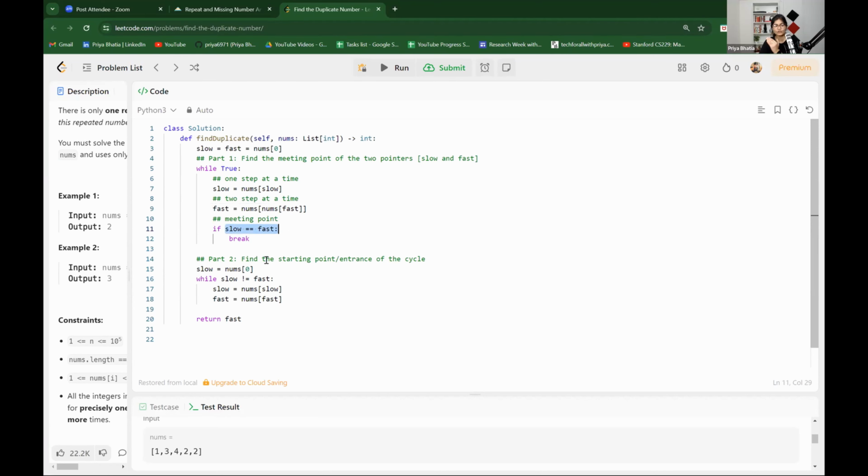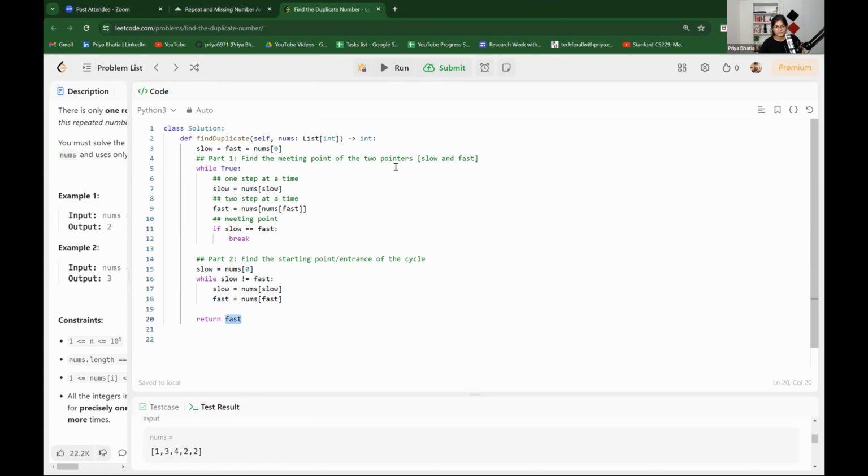Second thing, we need to make sure what the entrance of the cycle is. Okay, we got that there is a cycle existing, but from where it started, that is the point which is the duplicate number. For that, we started with a slow pointer at the very start, nums of 0. Until my slow is not equal to fast, I will move slow pointer one step, fast pointer one step. When they both meet, that is the location which is the duplicate number. In that case, I'll return my value.